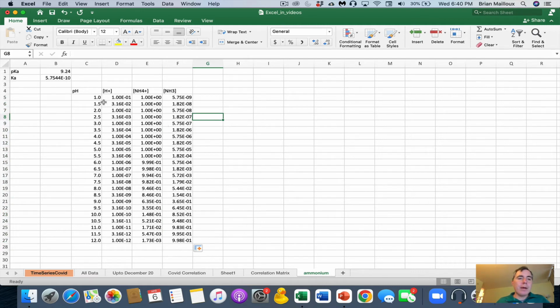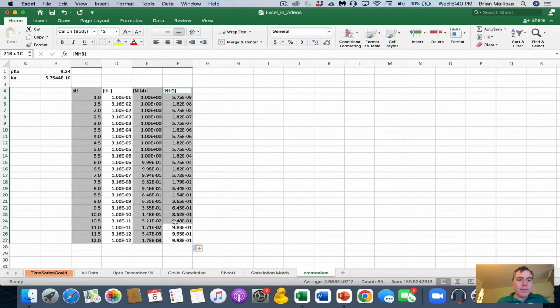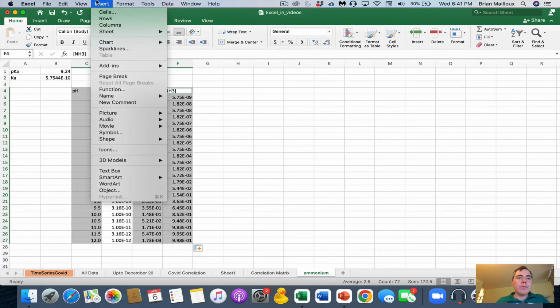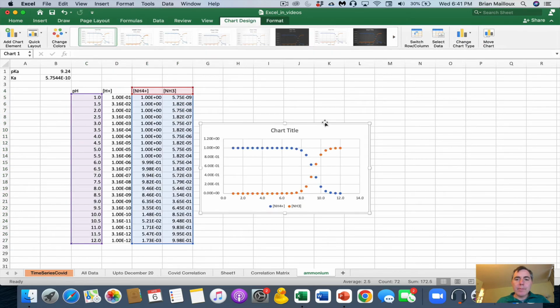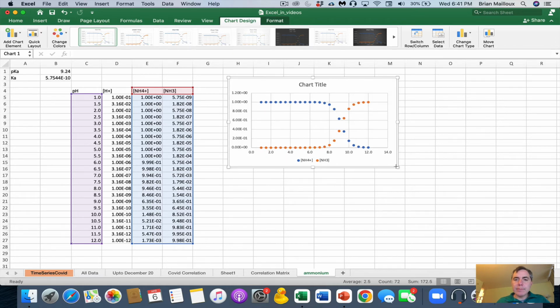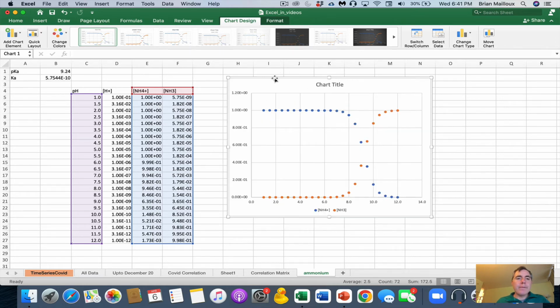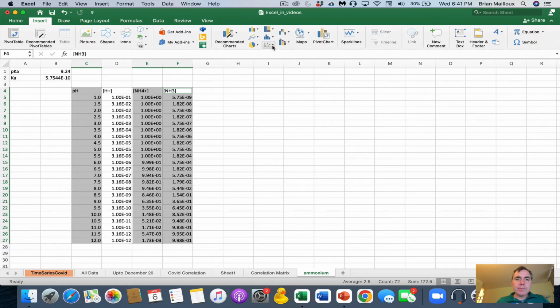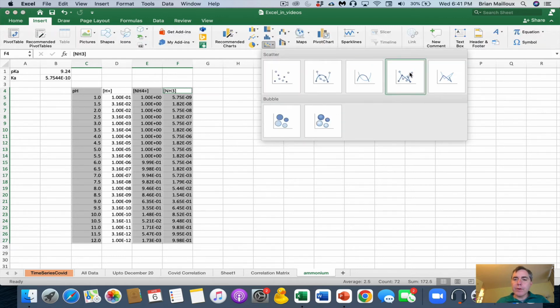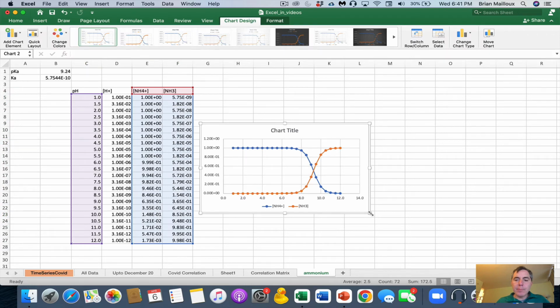So now we're going to make our graph. We'll do pH. I'm going to hold down the command key. We'll do ammonium, ammonia. And let's go insert chart. I'm going to do XY scatter. Right, but I don't want it with a line. That's annoying. So I'm going to delete it for a second. So I'm going to do insert this way. Click on my chart. This way I can choose the chart with the jaggedy lines, and that looks better.